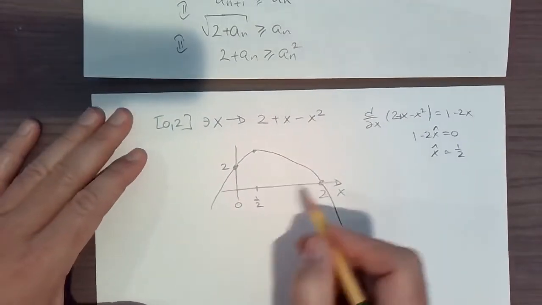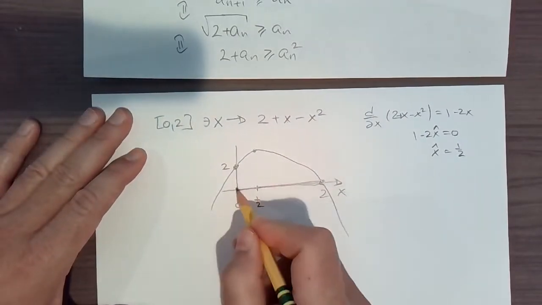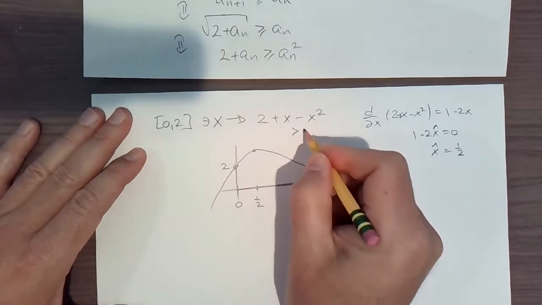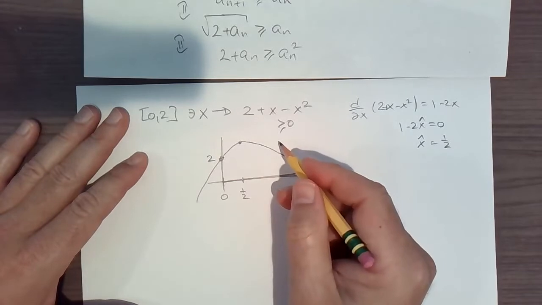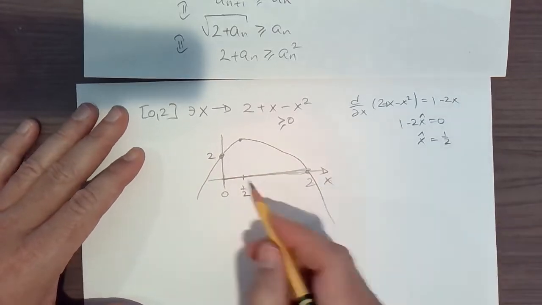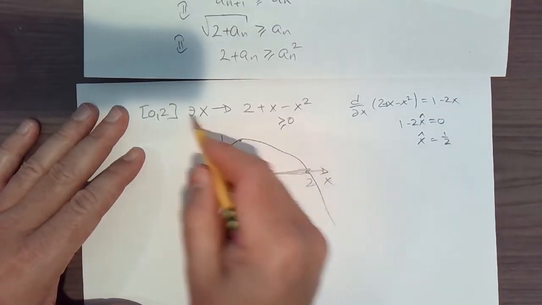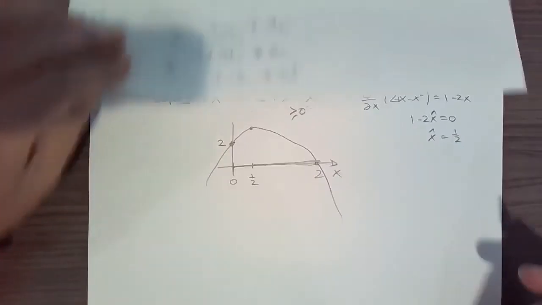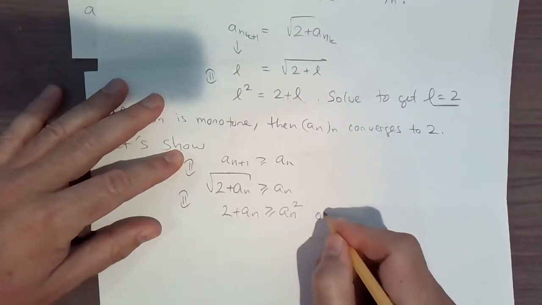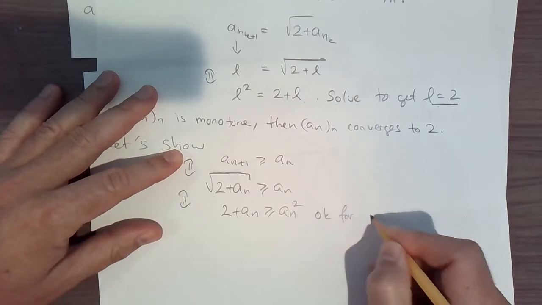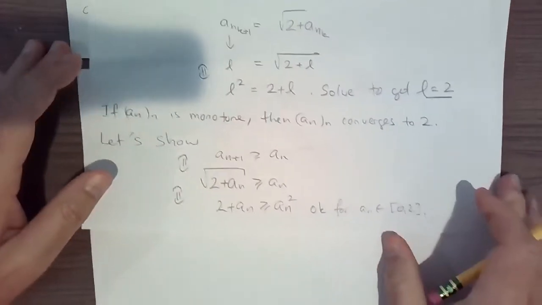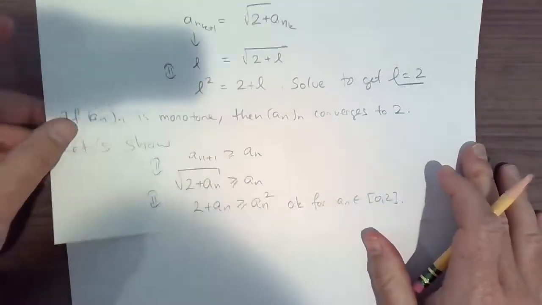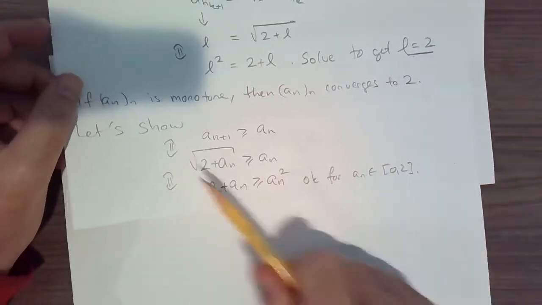So then it's a parabola that looks like this. And what I want to show is that for all these x's sitting in here, I am strictly positive, bigger than or equal to 0. So that's true. For all x between 0 and 2, this function here is positive. This is okay for a_n between 0 and 2, and that's where we know it sits. So it's monotone, so it has a limit, and the limit is 2.